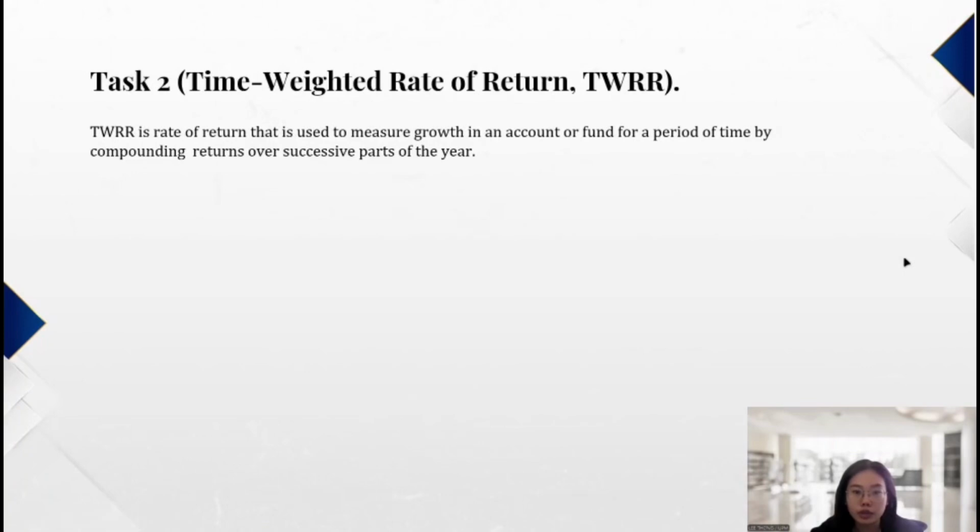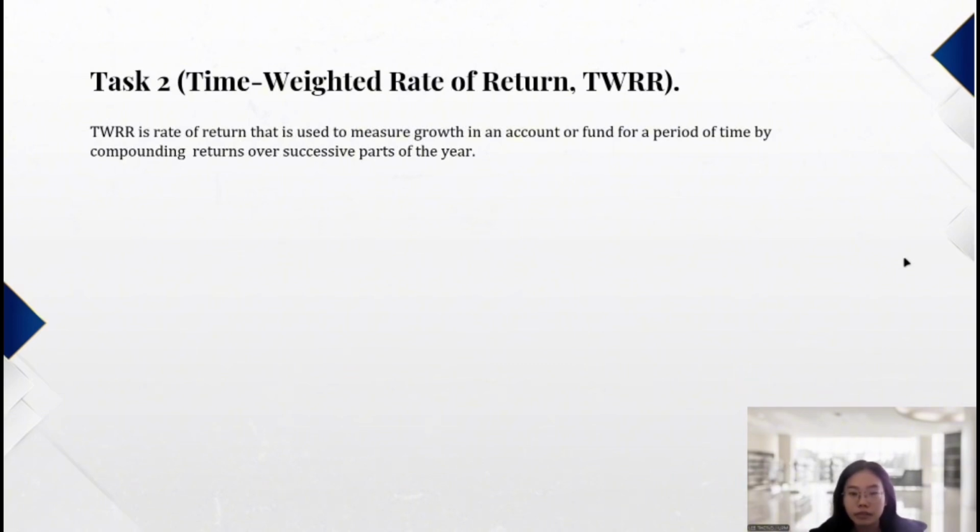Moving on, I will walk you through the concept of the time-weighted rate of return, or TWR for short. It's a really useful metric, especially when you want to measure the growth of an investment account or fund over a period of time. Basically, it compounds the returns over successive parts of the year, giving you a clear picture of the fund's performance itself.